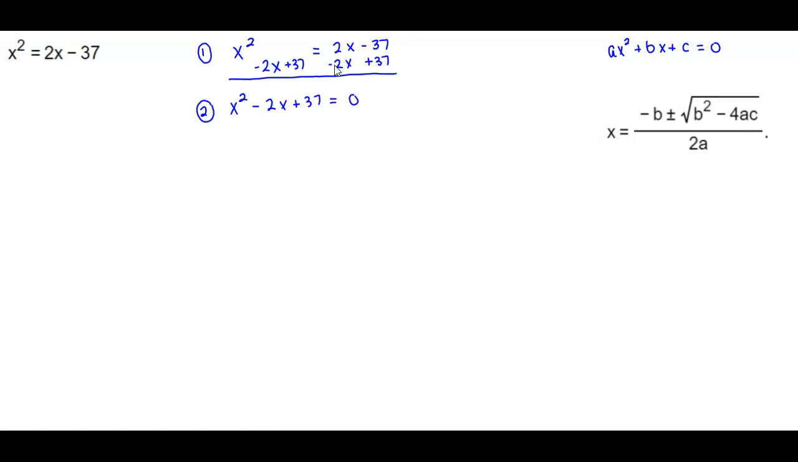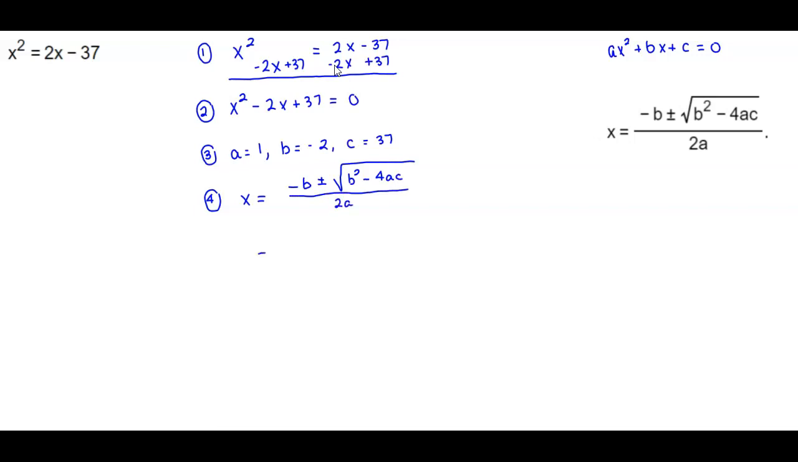Okay, so now it's in standard form. Now we can identify, what does a equal? Well, a equals 1. What does b equal? That equals -2. And c equals 37. So now let's go ahead and write the quadratic formula. The quadratic formula is x equals -b plus or minus the square root of b squared minus 4ac, divided by 2a.